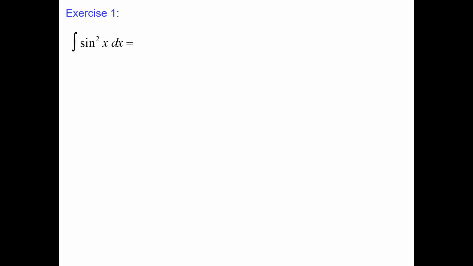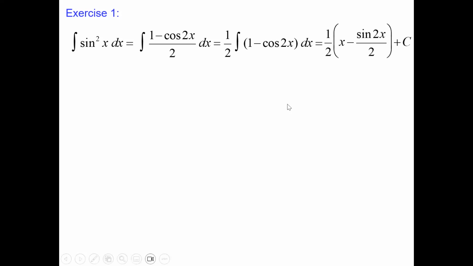For instance, this one, we have just sine square of x, cosine is missing. If we see the even power only, then we will use half-angle identities. Sine square of x is equal to 1 minus cosine 2x over 2. And now we can put half outside, and we easily know how to integrate 1 and how to integrate cosine of 2x.